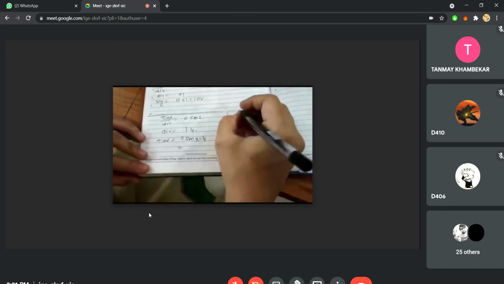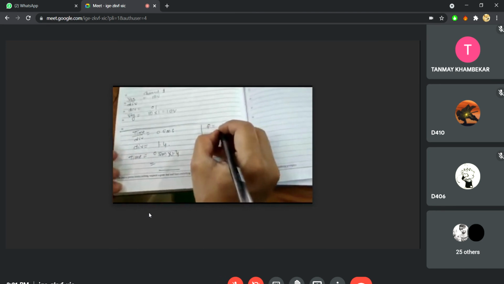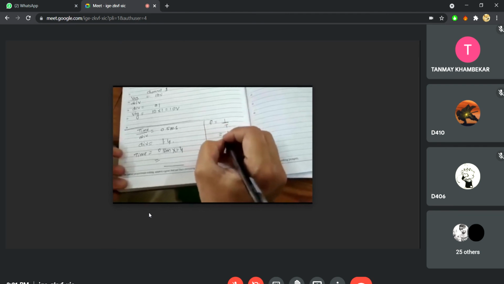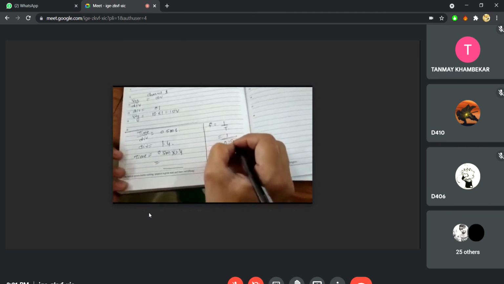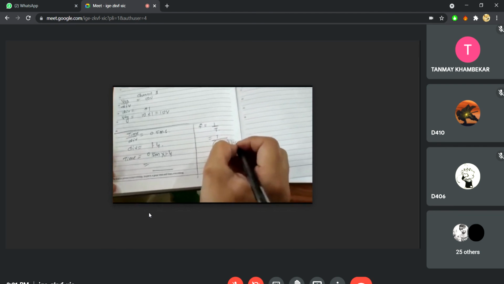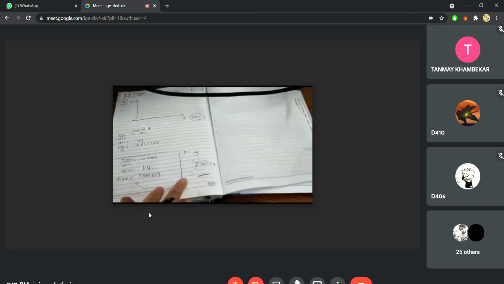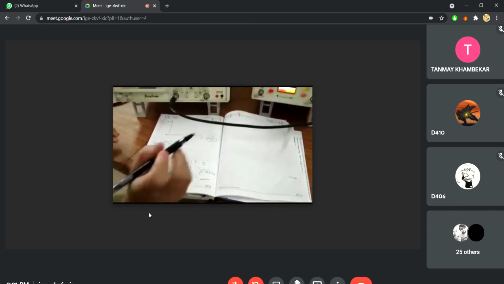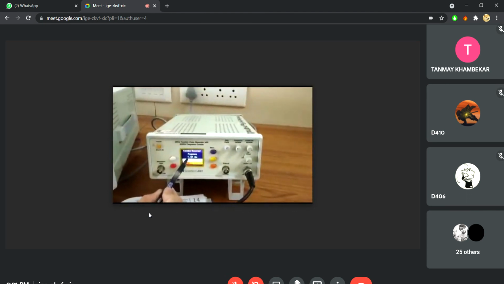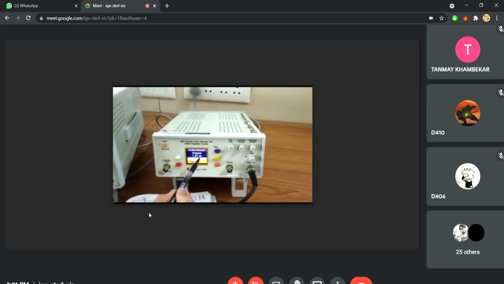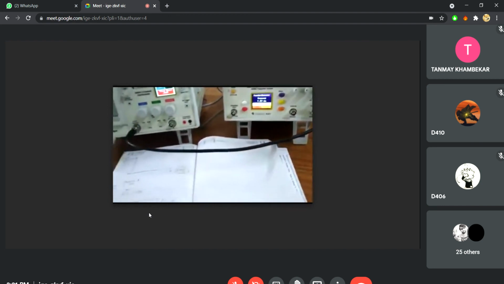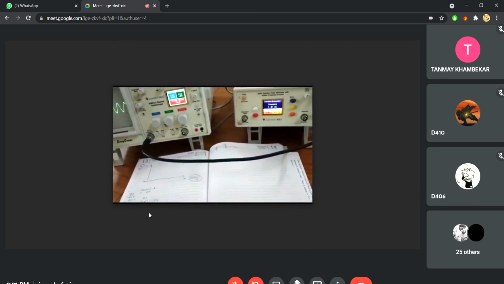Once we get the time, how do we calculate frequency? Frequency is 1 by T. So we do 1 upon 0.5 milli into 1.4. We do this and we will get the frequency. How much value will we get? Here you can see we have adjusted it, and you will get 1.51 kilohertz.